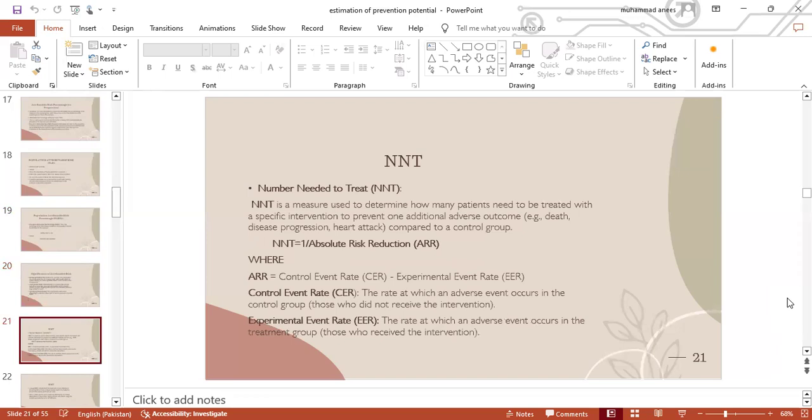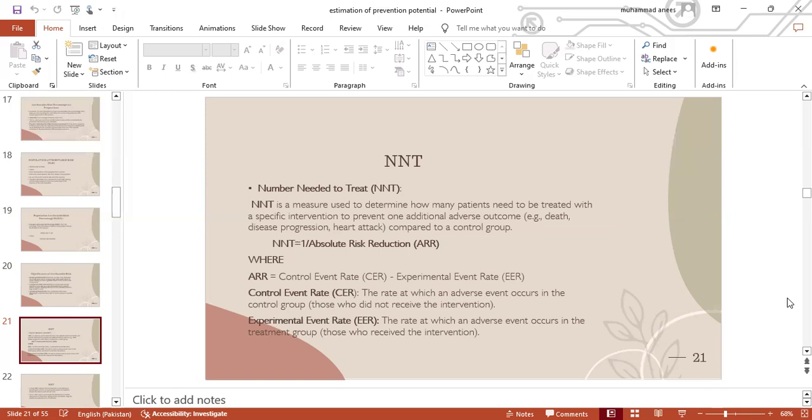Next term is number needed to treat, which is NNT. It is a measure that is used to determine how many patients need to be treated with a specific intervention to prevent one additional adverse outcome, for example, death, disease progression, or heart attack, compared to a control group. So the formula is 1 by absolute risk reduction, where absolute risk reduction is the difference of control event rate and experimental event rate. Now, what is control event rate, also referred to as CER?